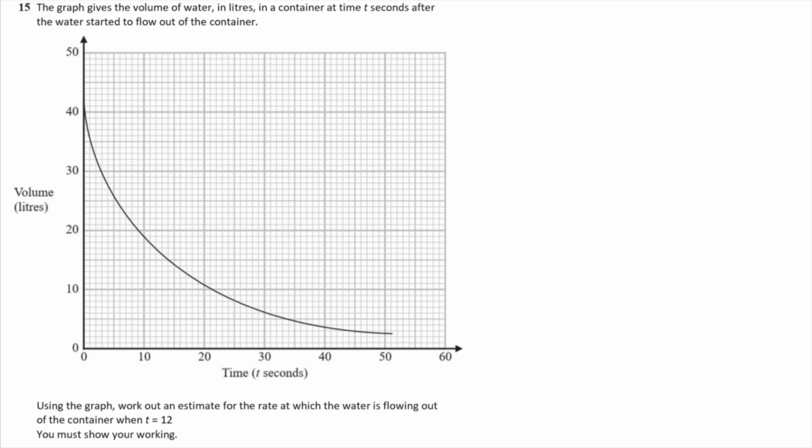Because the gradient's getting less steep. Using the graph, work out an estimate for the rate at which the water is flowing out of the container when t is equal to 12. You must show your working.